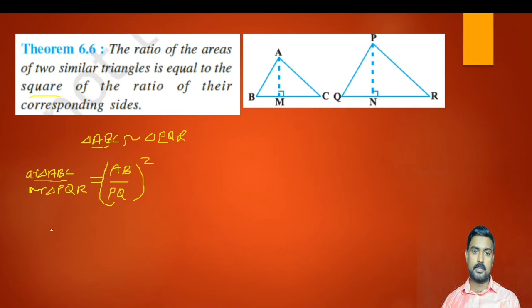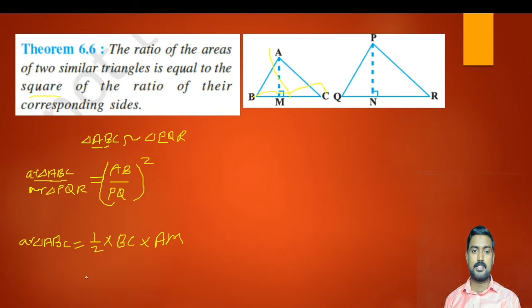Okay. Then we are going to prove this. For that purpose, we require two triangles that are drawn here: triangle ABC and triangle PQR. Now we can try to find the areas of these two triangles. We know that the area of triangle ABC is equal to half into base into height. In this triangle, BC is the base and AM is the height. So we can write here base into height, that means BC into AM.